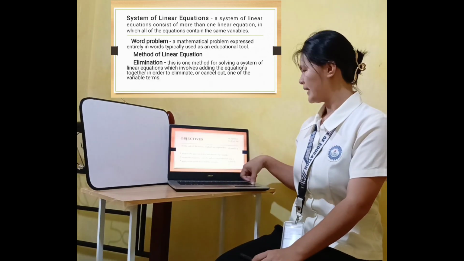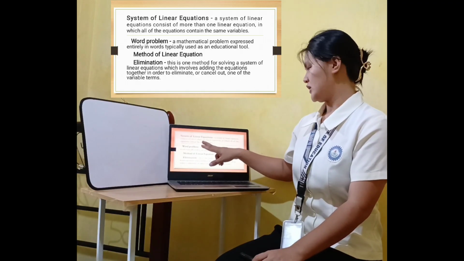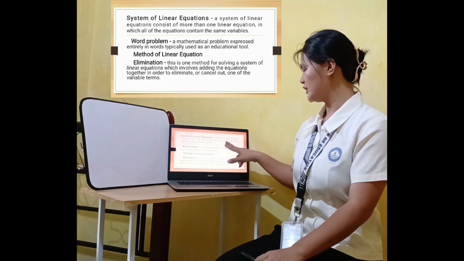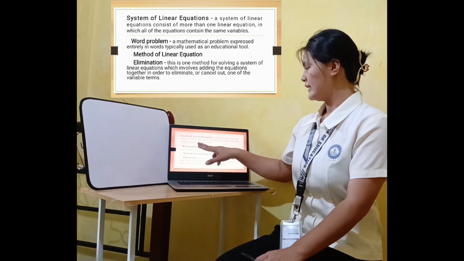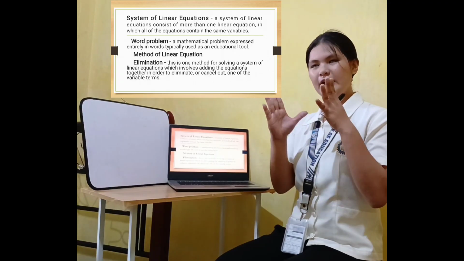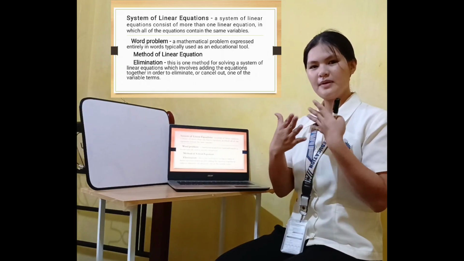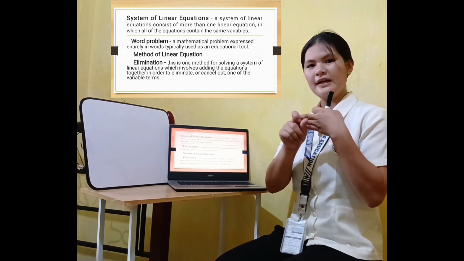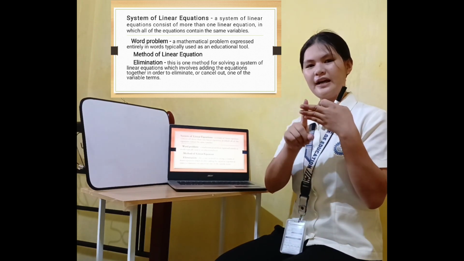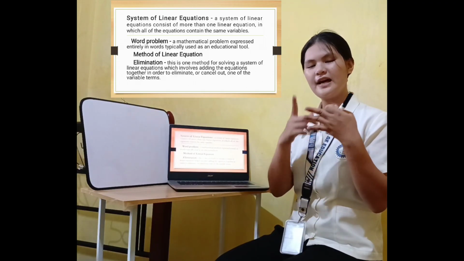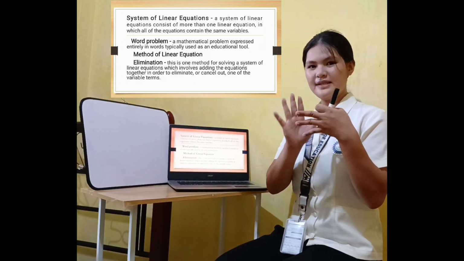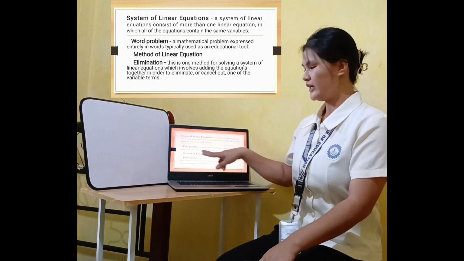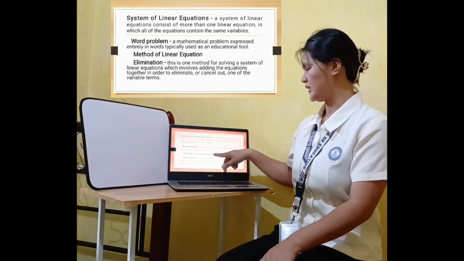In word problems. So, system of linear equation. A system of linear equation consists of more than one linear equation in which all of the equations contain the same variable. So, sa mga equations natin na gagamitin, dapat kapag ang ginamit natin is variable a, b, c, meaning, ang gagamitin natin sa lahat ng ating equations, kung 2 variables man yan, 3 variables, dapat a, b, c din po. So, word problem is a mathematical problem expressed entirely in words typically used as an educational tool.